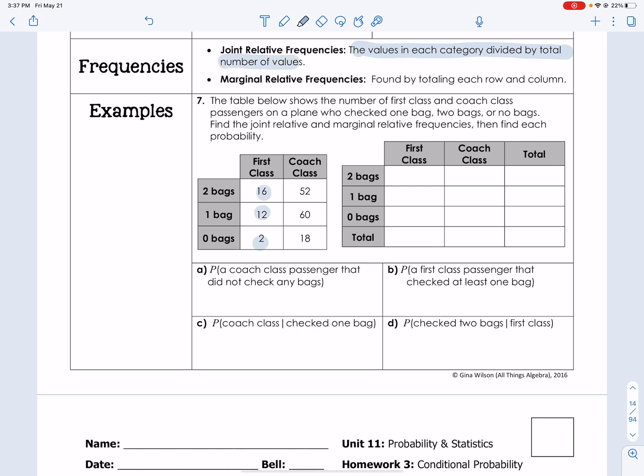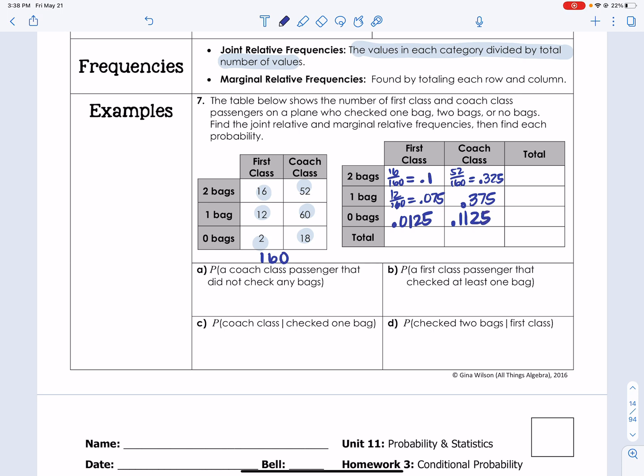So if I add all this up, I think it's 160. Yes, it's 160. So like if I do 2 bags, that would be 16 over 160. So that's 0.1. And if I do this, it would be 52 over 160. So that's 0.325. Please round it to 4 places. So like this one would be 12 over 160, which is 0.075. You get the point. I'm just going to fill these in. 0.375, 0.0125, and then 0.1125.